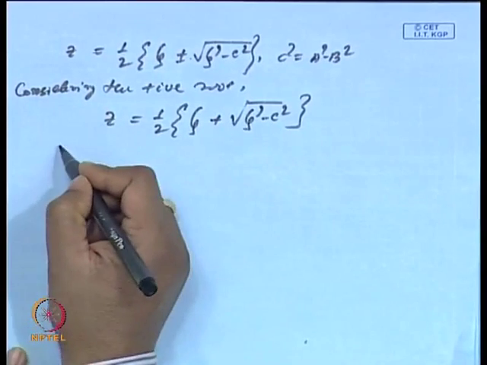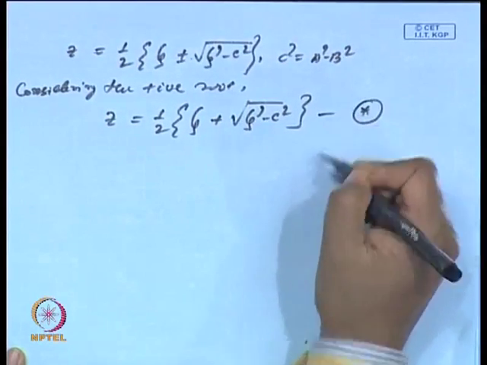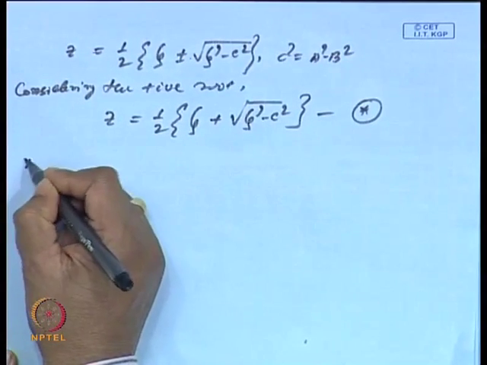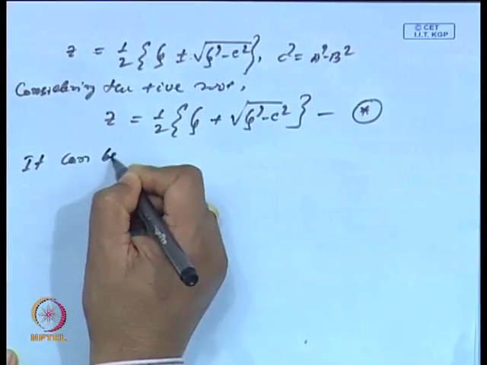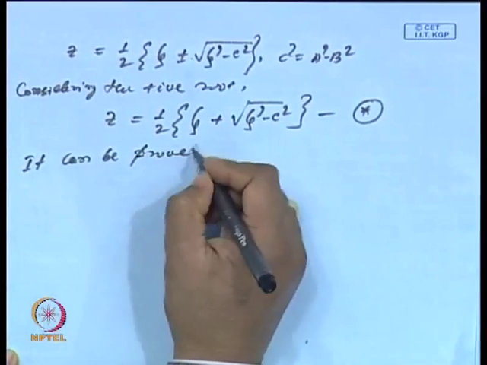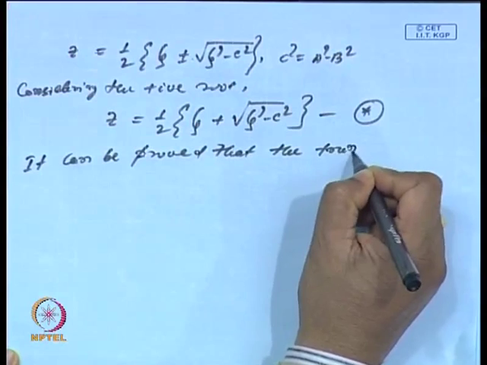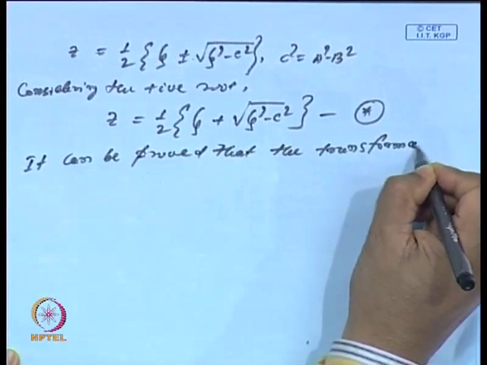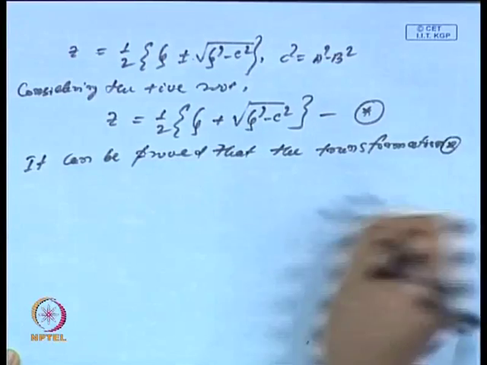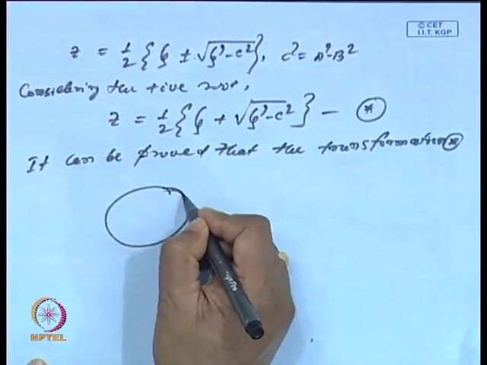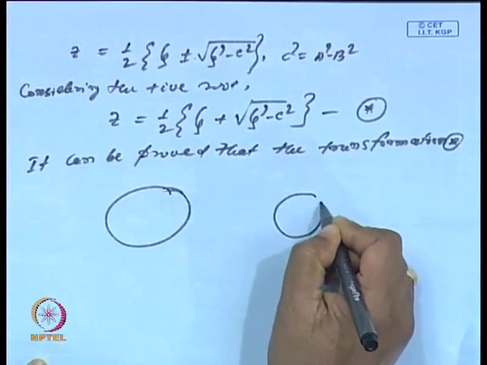this transformation, if I call this star, we have seen the earlier transformation that it maps every point on a circle to every point on an ellipse. Then if I look at the inversion, it can be proved that the transformation star represents any point outside the ellipse to every point outside the circle.